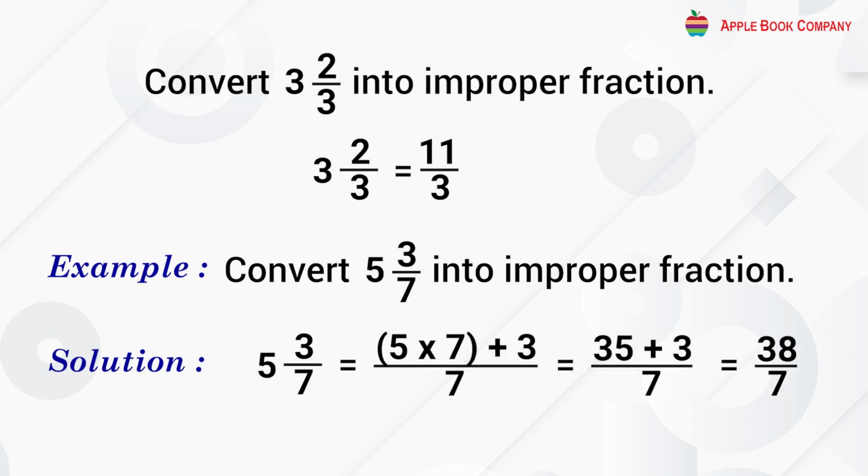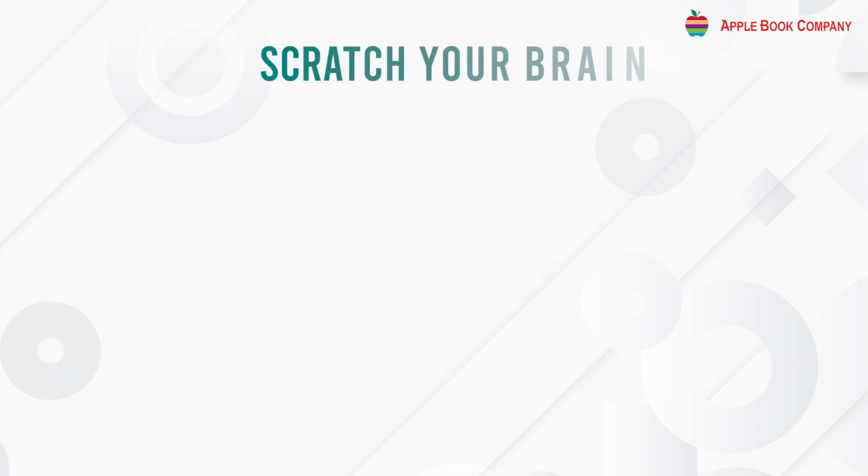35 plus 3 becomes 38 and the denominator remains the same. So you get the answer 38 by 7. This is an improper fraction. Let's see. Scratch your brain.